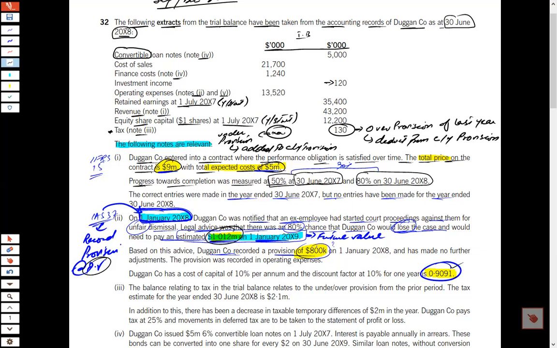If your present value is equal to 800,000 as the company calculated, that's fine. There is no issue. But if there is a change in the value, if the amount of estimation is different, then you have to adjust the entries. And this 800,000 was calculated on the same date when you are estimating, and made no further adjustment. The company recorded this provision in operating expenses.